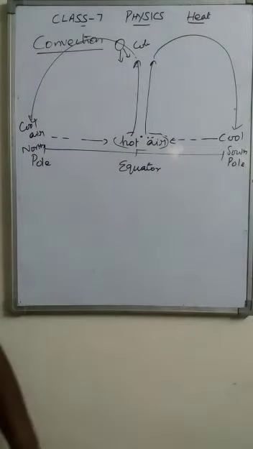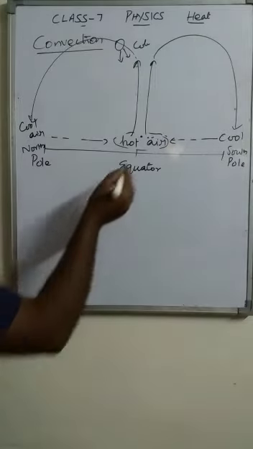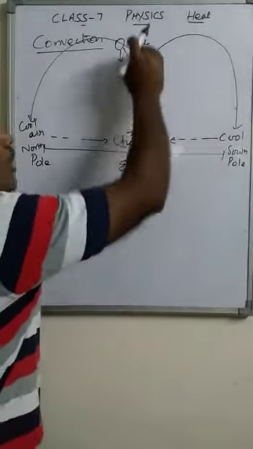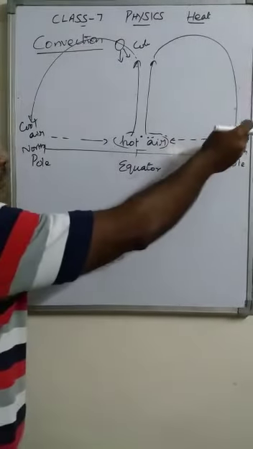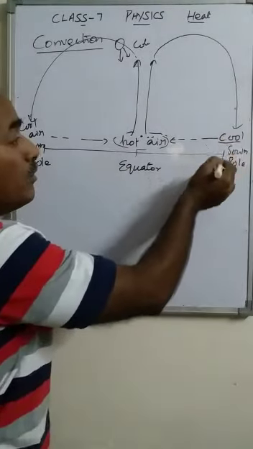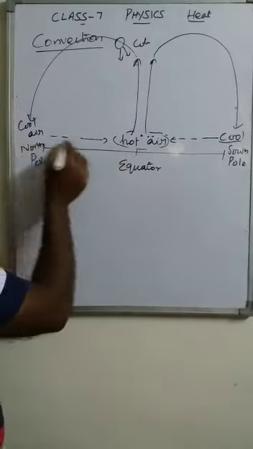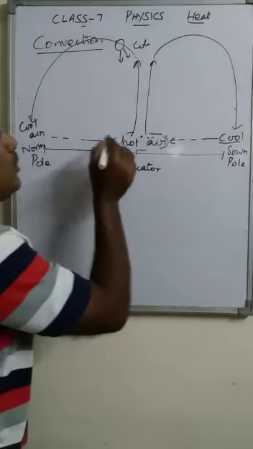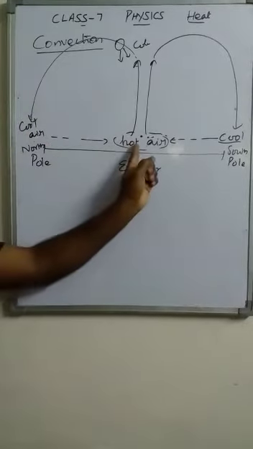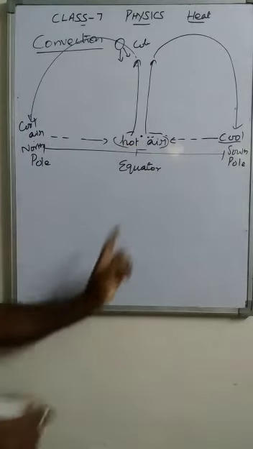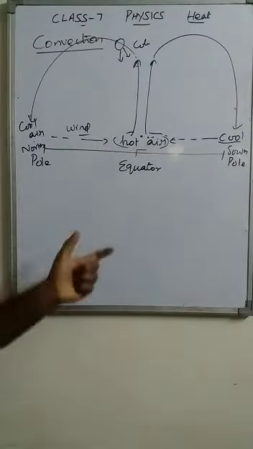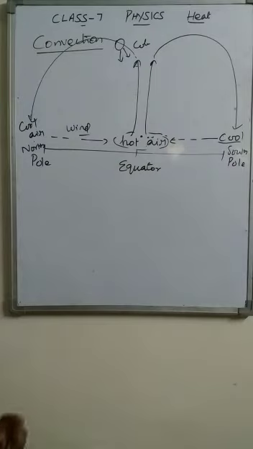Here, how is wind produced? Once the hot air moves from a lower place to an upper place, to fill the space, the cool air blows from the South Pole to the equator and from the North Pole to the equator. This blow of air from pole to equator causes wind. This is how wind is produced on the earth's surface.